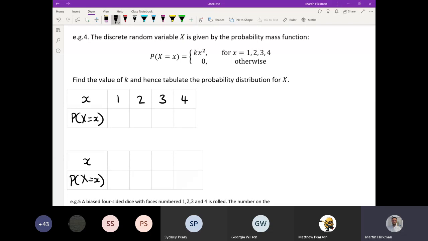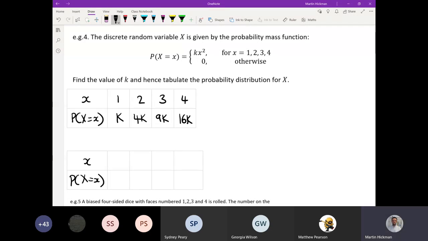Now, how the probabilities are worked out from this probability mass function is you do k times x squared. So when x is 1, we do 1 squared times k, which is going to be k. And then 2 squared times k to give me 4k. Be careful here. It's only the x that's being squared. We're not squaring the k as well. It's not in a bracket. When x is 3, do 3 squared times k for 9k. And then when x is 4, 4 squared times k is going to give you 16k.